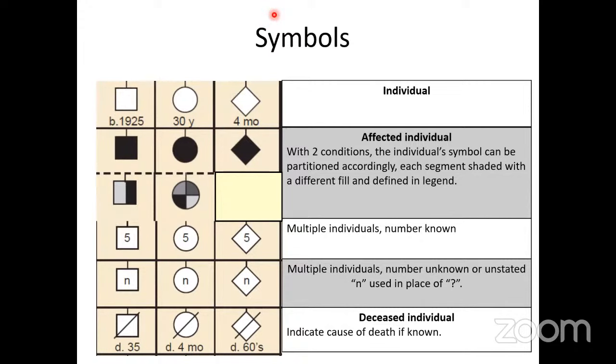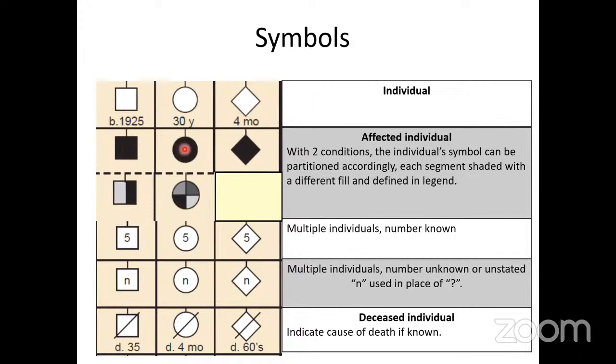Yes, sir. Okay. So this is a square. Square is male. A circle is female. And a diamond. Diamond is when we don't know the sex of the child. It may be an unborn child or a child with ambiguous genitalia where we don't know the sex of the child. In that scenario, we have to mark it as a diamond.